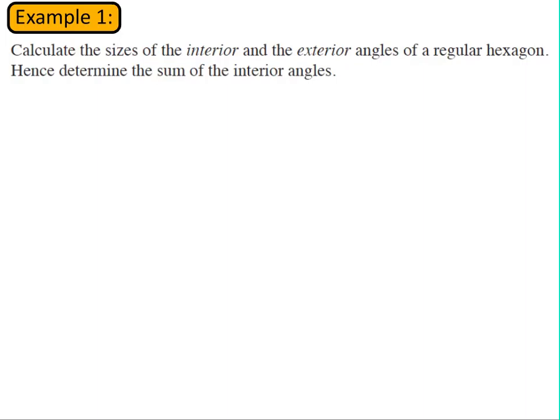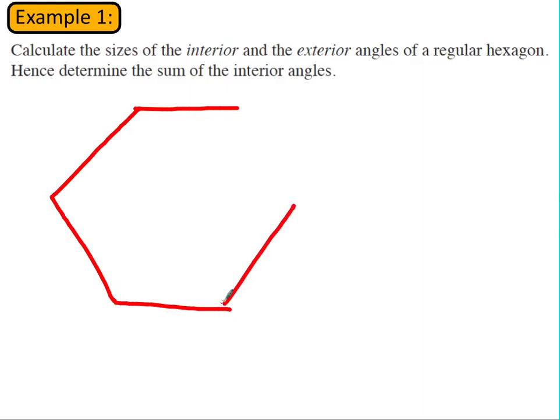So calculate the sizes of the interior and exterior angles of a regular hexagon and determine the sum of the interior angles as well. Okay, well we can do that. So let's just draw a quick sketch to help us. Not a very good one by the looks of it. So this is my regular hexagon, and let's just think about those exterior angles first of all. So I'm going to start drawing them on. We want to work out the size of one of these.